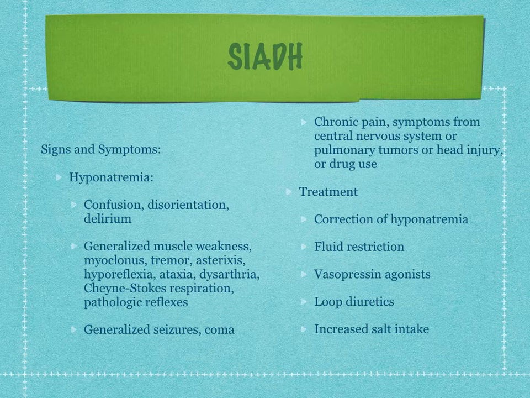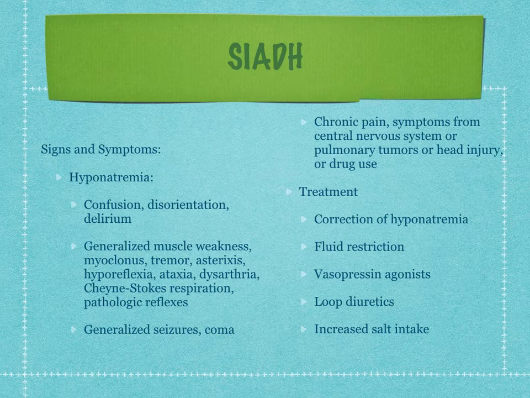dysarthria, Cheyne-Stokes respirations, which is usually what we see just before somebody dies, pathologic reflexes, which are things that we see in people that have neurologic disorders, generalized seizures, coma, chronic pain, symptoms from the central nervous system, or pulmonary tumors, or head injury, or drug use is often associated with it.